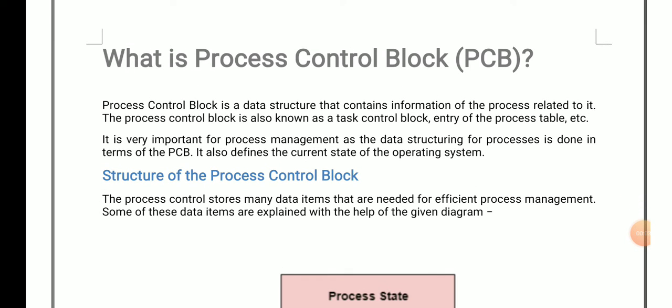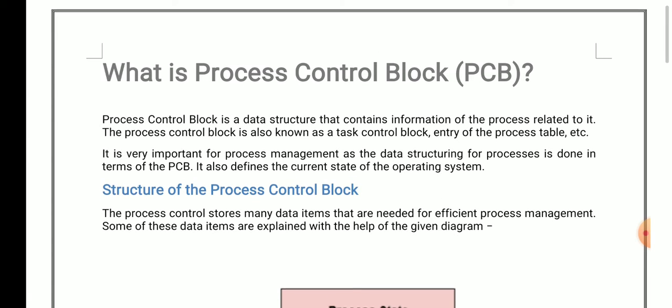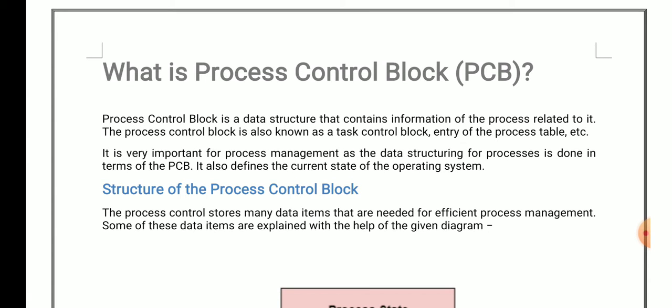Today we are covering process control block. So dear students, in our previous lecture we have covered the various states of a process. In today's lecture we will cover what is the process control block. Basically, it is a data structure which can contain information regarding the process. Whatever the process that is related to a specific task, the process control block stores information.